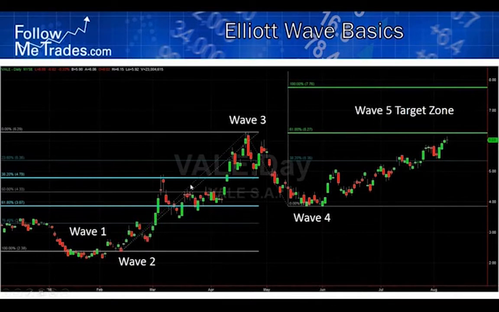What's wave 3? And we look back and go, oh, look, wave 1 and 2. I've got them labeled here. Wave 1 and 2 don't have to be big. They can be very small like this. And then we go, okay, we had a big price move. We had a pullback. That really looks like a wave 4, doesn't it?